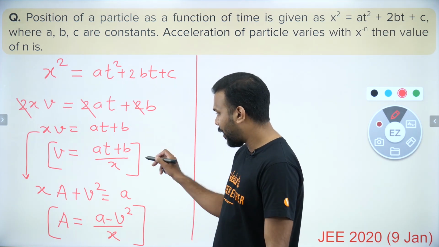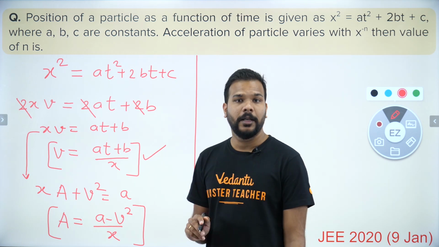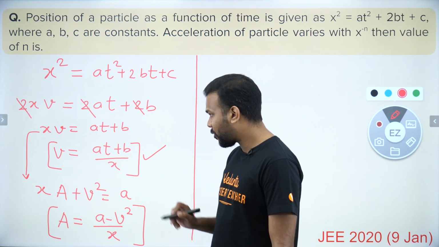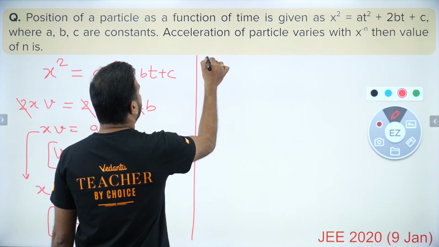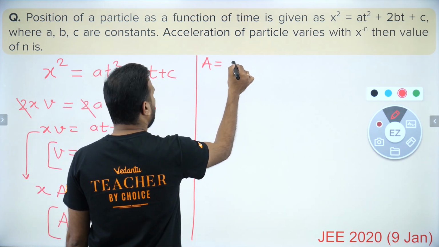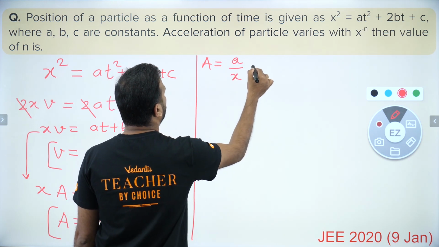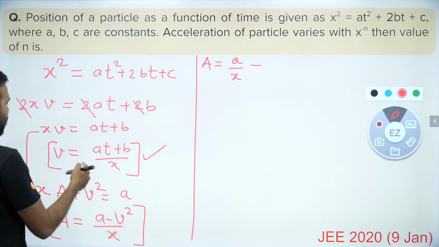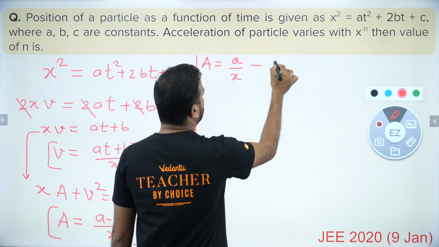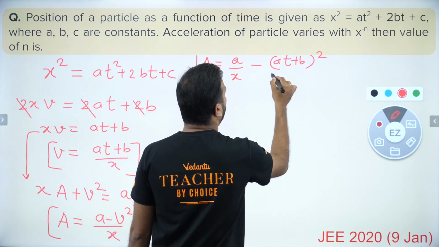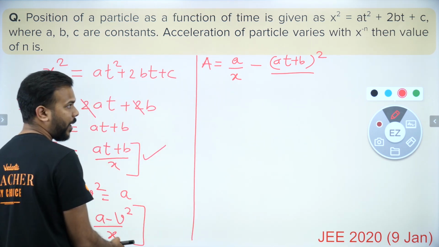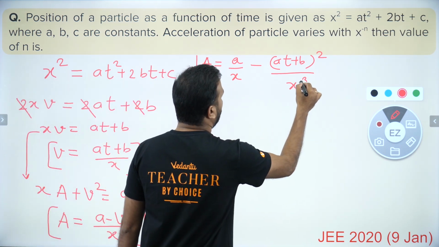So what do you do now? That is where I told you that we will require the expression of velocity. We'll put that expression of v over here. Let's do that. So acceleration is a by x minus v square by x. Squaring this is a t plus b square divided by x square multiplied with this x gives you x cube.